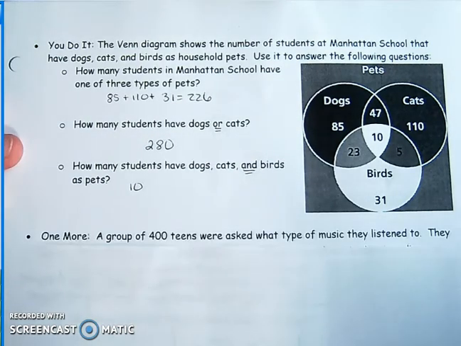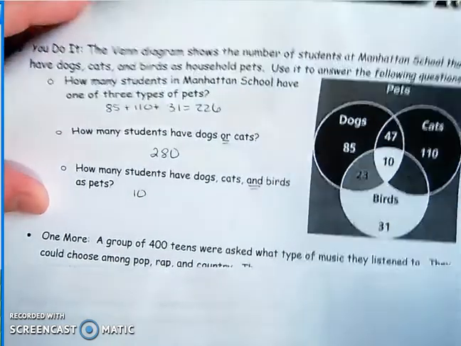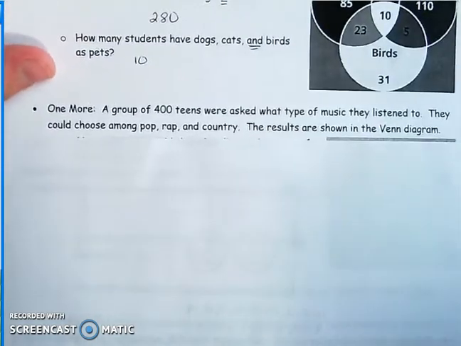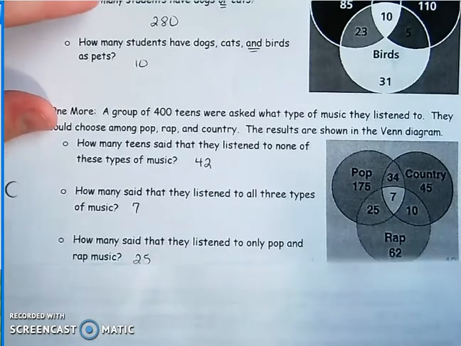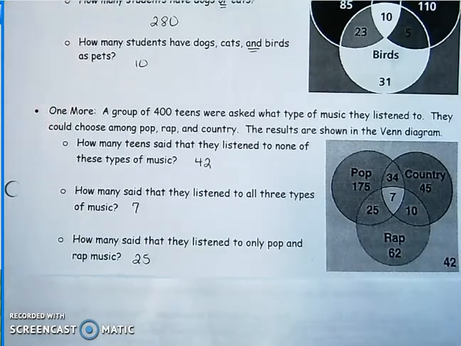Let's do one more. We have a group of 400 teens who were asked what type of music they like. And they got to choose between pop, country, or rap. So it's a long time ago before there were all those different types of music. The results are given in the Venn diagram.